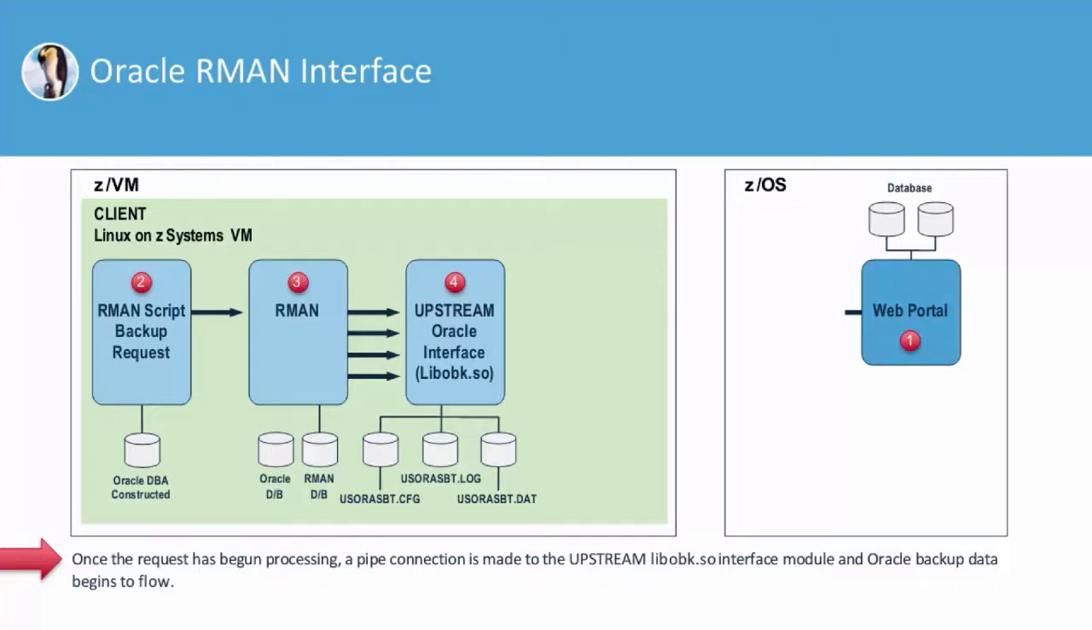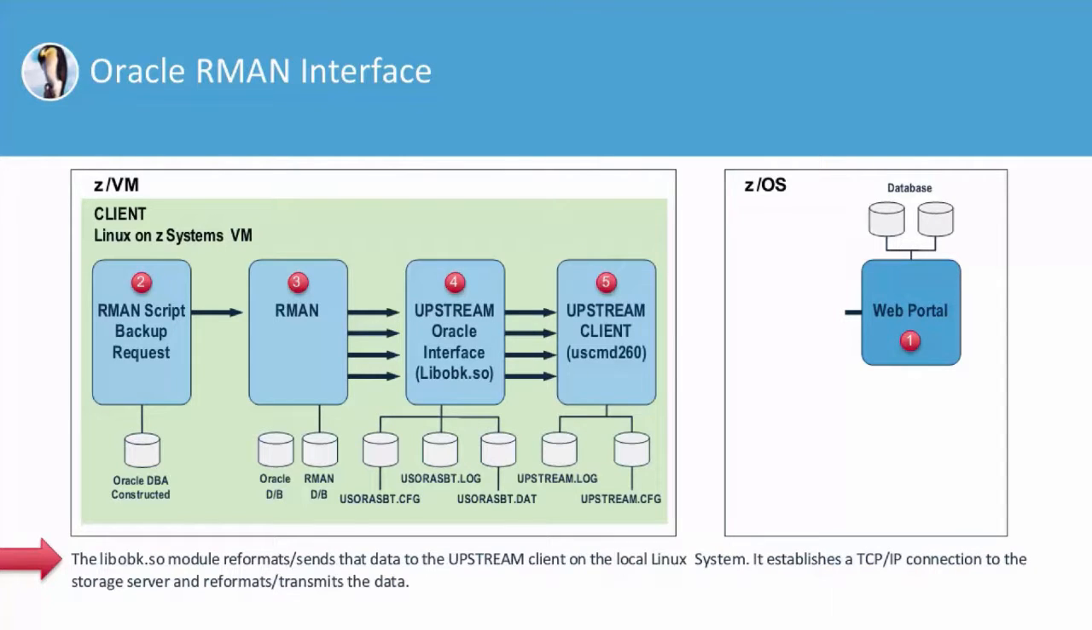Once the request has begun processing, a pipe connection is made to the Upstream libobk.so RMAN interface module, and the Oracle backup data begins to flow. Step number 5, this module reformats and sends that data to the Upstream client running on the local Linux system. It also establishes a TCP/IP connection to the storage server and reformats and transmits the Oracle backup data.